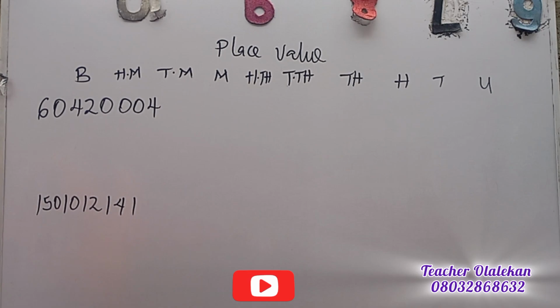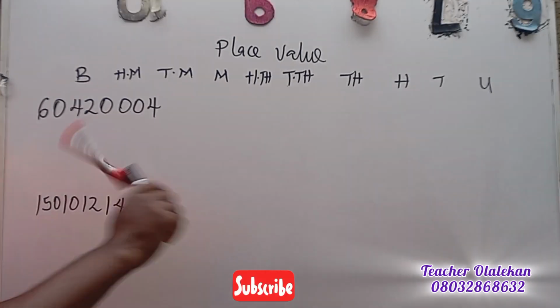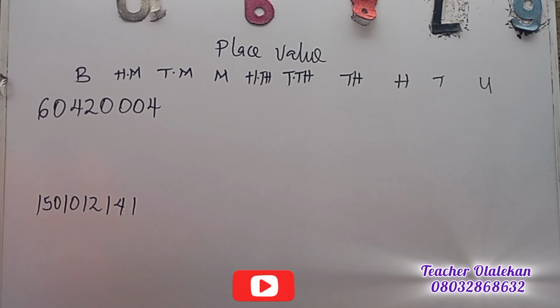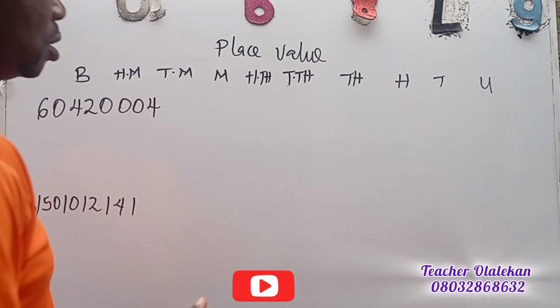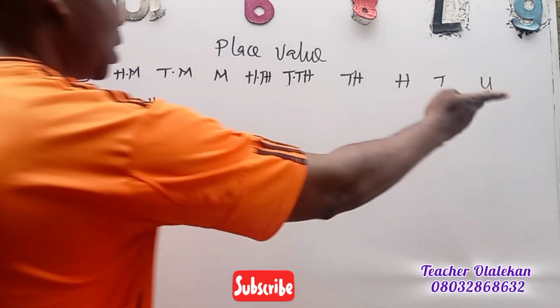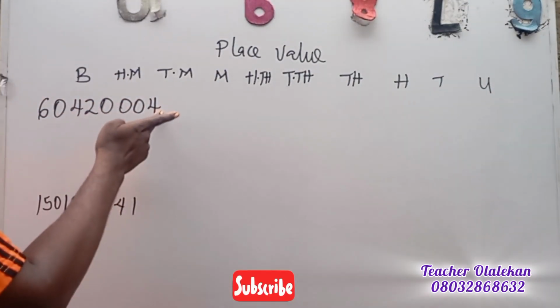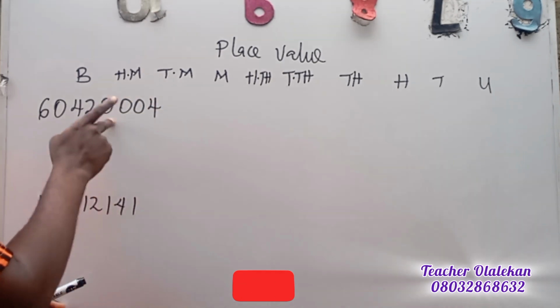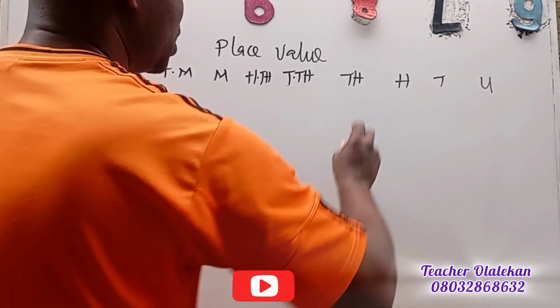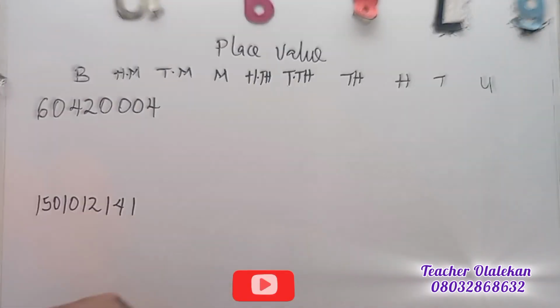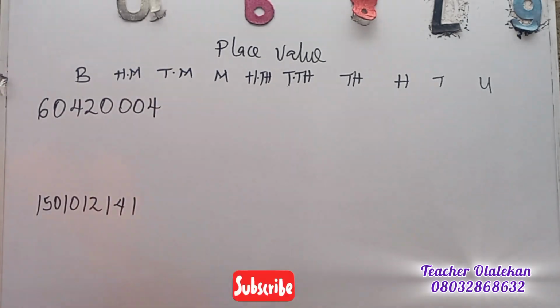Now we want to write figures in words, that's numerals in words. So how do we do that? The first thing to do is to group your figures. You start from the unit, which is the figure at the end, the ones. You group in threes and you name the group. You pronounce what you have in each group and you write it out.